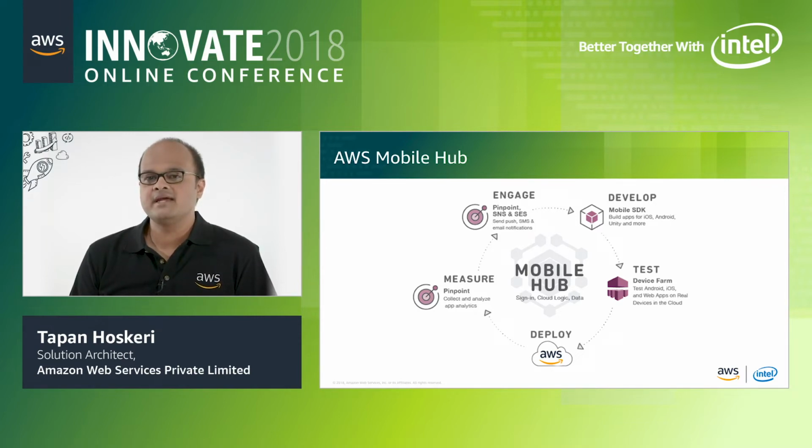There are 5 main areas that the AWS Mobile Hub focuses on based on key phases in a mobile app's development lifecycle, namely develop, test, deploy, measure, and engage, which we will cover during this session.